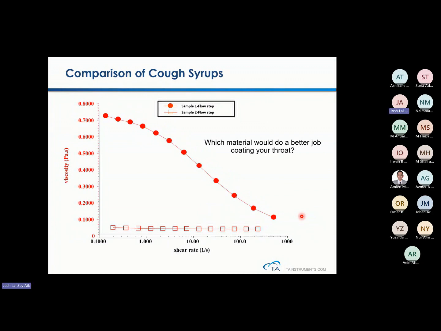So just for a live sample like cough syrup, which material does the better job to coat your throat? I believe if you're sick, then you have cough syrup. So for the cough syrup, of course, you need to have a slightly thickened structure, consistency, so that it will stay in your throat longer. Not like water, you just drink it and that's it. So typically, sample 1 will actually coat and do a better job in treating your coughing symptoms.